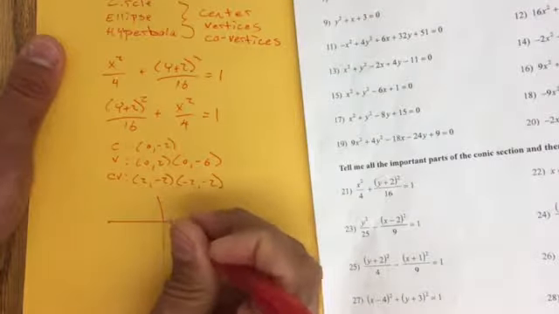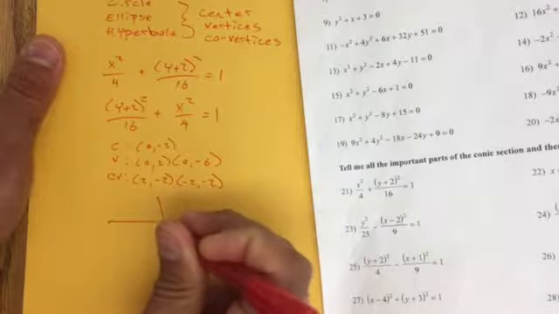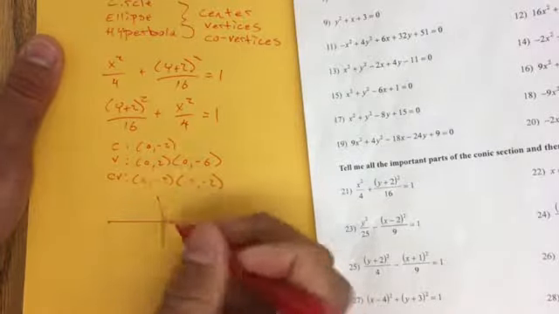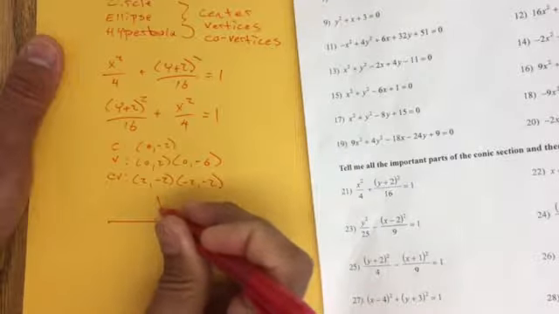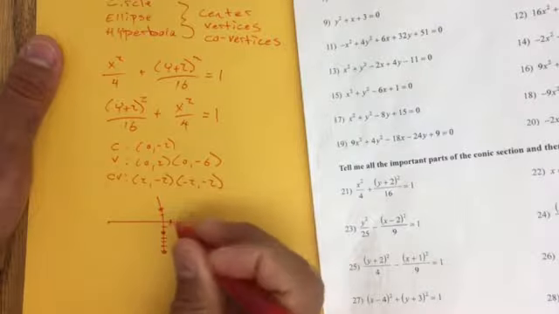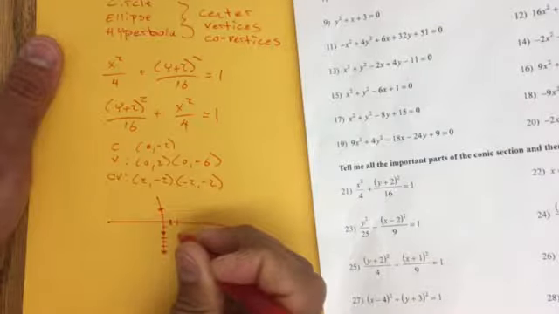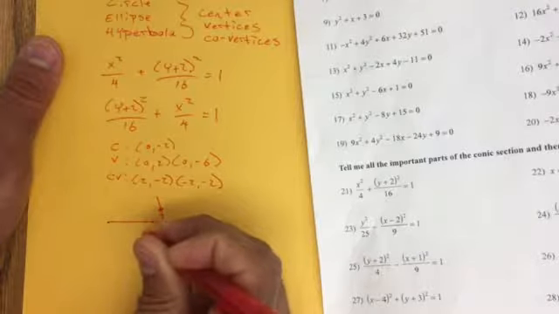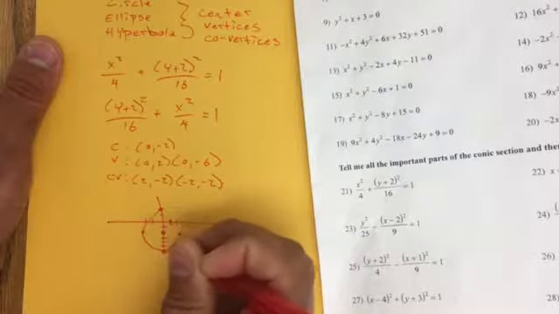So I'm going to go to my center, 0, negative 2. I'm going to go to my vertices, which is 0, 2, 0, negative 6. My covertices, 2, negative 2, and negative 2, negative 2. And then I'm just going to do my best to connect those points.